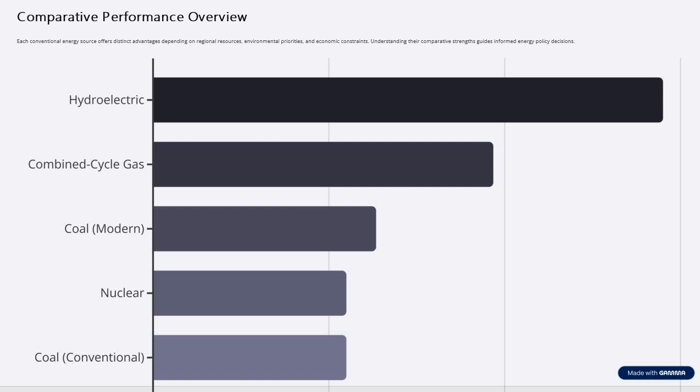Now the comparative performance overview. Generally, hydroelectric has the highest performance compared to all others. Then combined cycle gas and modern nuclear, then conventional coal. Coal is at a lower level. Modern nuclear is better than conventional coal. Hydroelectric has better performance than the other sources.